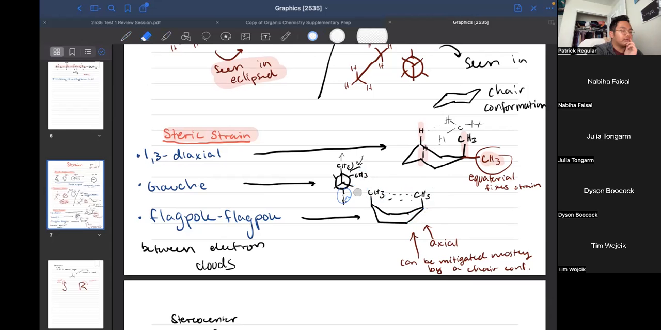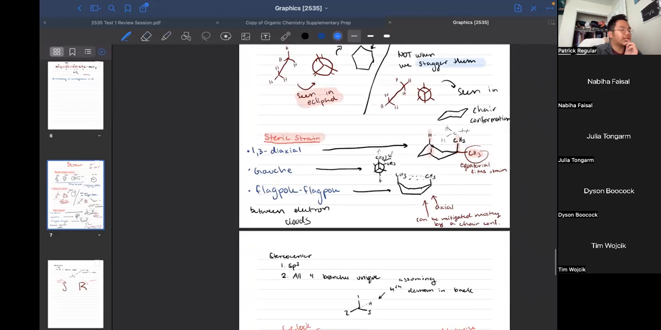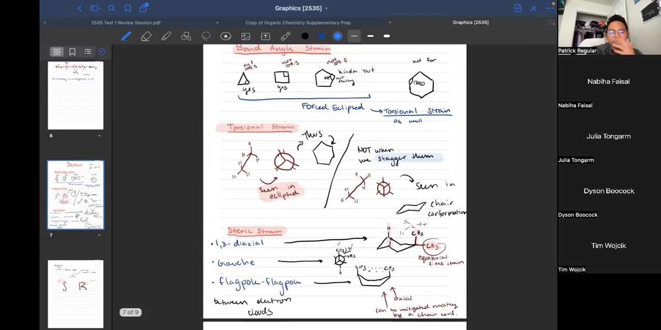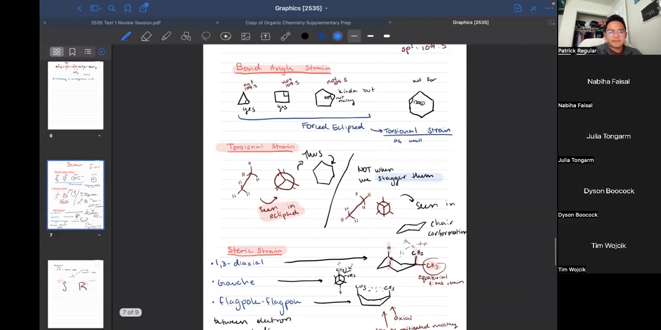So even though we see 5 examples, there's only 3 types of steric strains that you have to identify. But those are the 3 you see, or not 3, the 5 you see. Anyone have any questions regarding that?